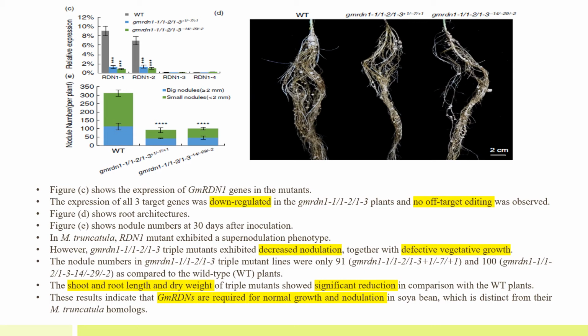Figure E shows the nodule number at 30 days after inoculation. In M. truncatula, LDN1 mutant exhibited a supernodulation phenotype. However, the GmLDN triple mutant exhibited decreased nodulation together with defective vegetative growth. The shoot and root length and dry weight of the triple mutant showed significant reduction compared with the wild-type plant. These results indicate that GmLDN genes are required for normal growth and nodulation in soybean, which is distinct from their M. truncatula homologs.